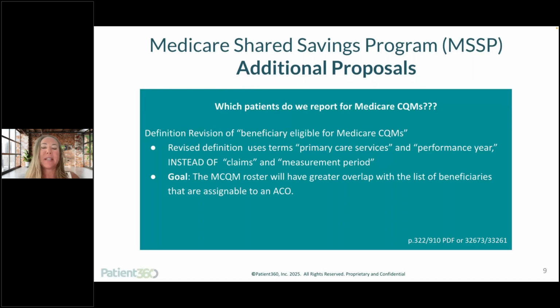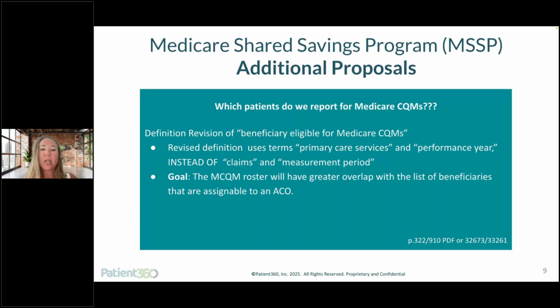So they want to align the two lists by reducing the ACO's burden in the patient matching that's necessary to report Medicare CQMs, because the list of beneficiaries eligible for Medicare CQMs would have greater overlap with the list of beneficiaries that are assignable to the ACO. So they're looking to have greater overlap and better alignment. Specifically, they believe the definitions will be more closely aligned and would mean that for most ACOs, the large majority of an ACO's beneficiaries eligible for Medicare CQMs would actually be part of the list of beneficiaries assignable to an ACO.